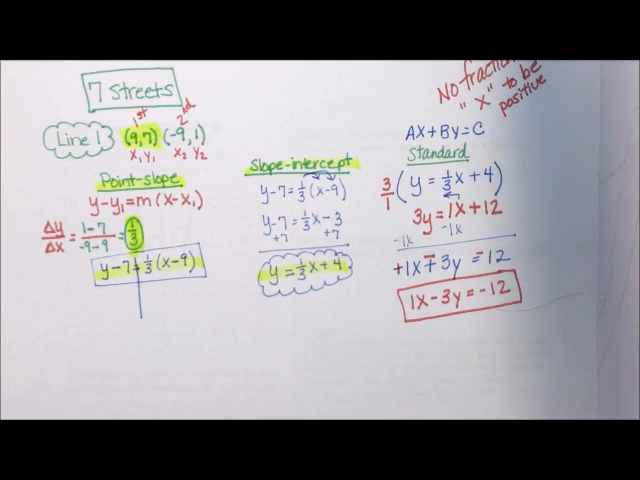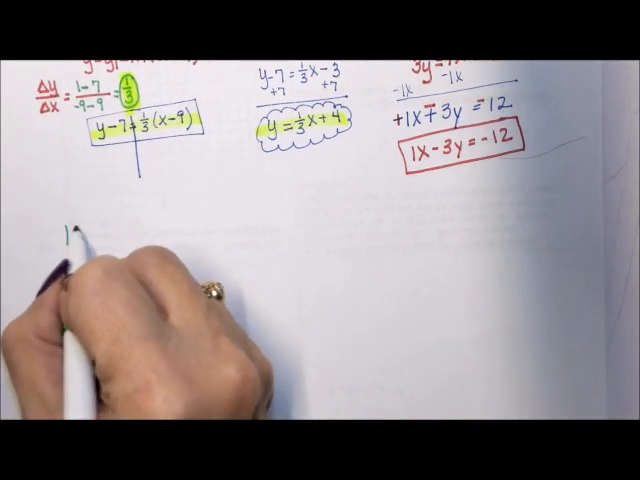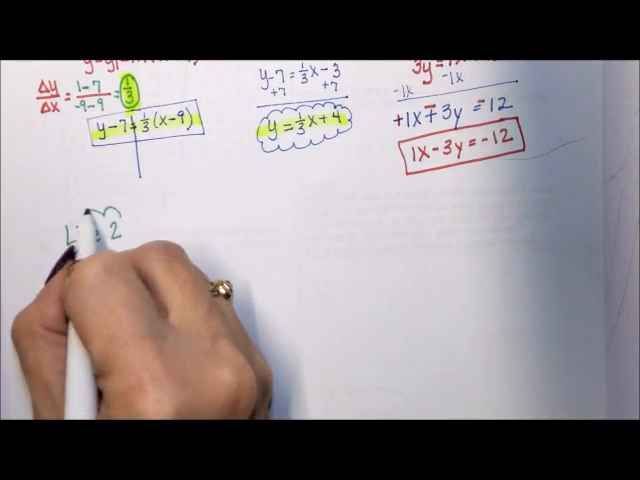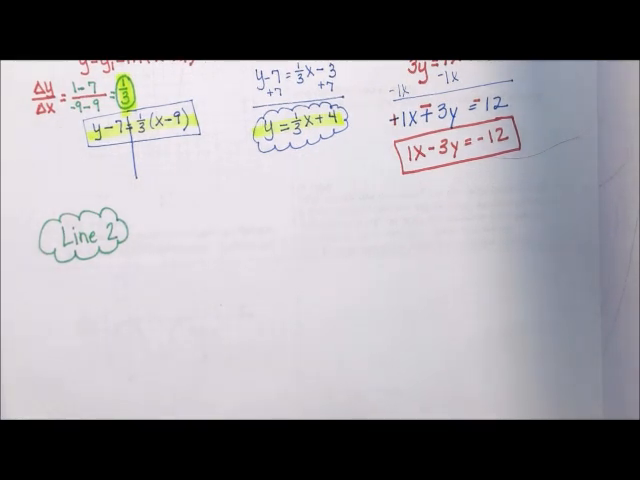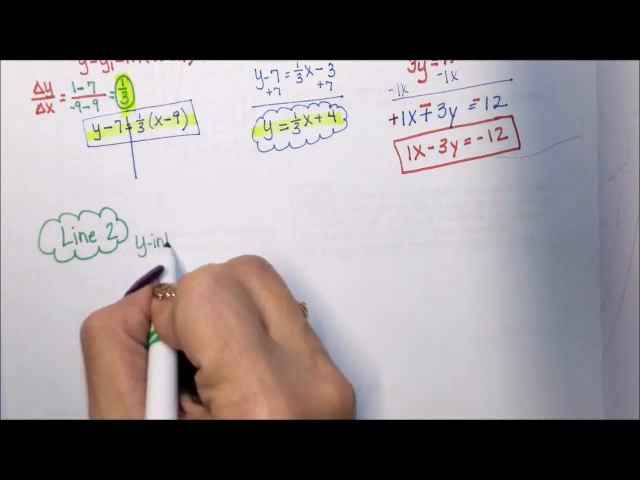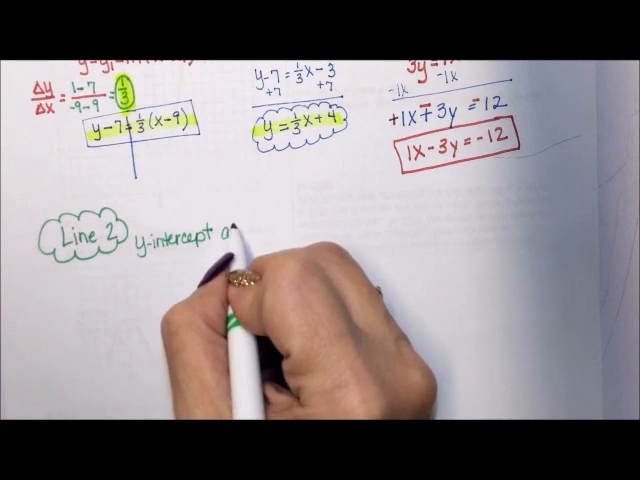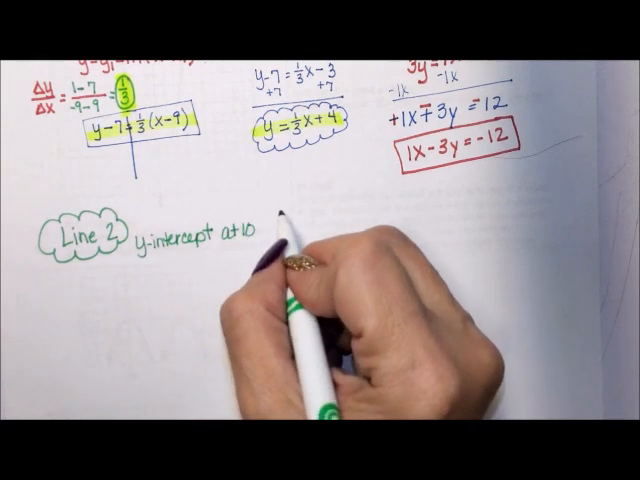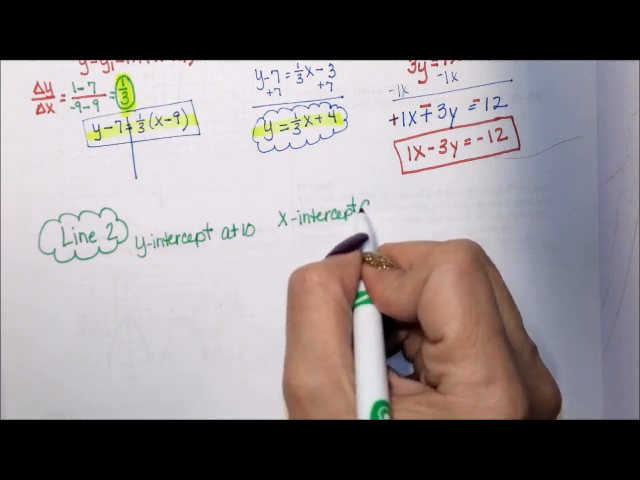Now, I am going to go ahead and do the second street with you, just to be sure we've got it. So, line 2. Well, let me go over here to my other page and get my streets. This one is going to be, find the line that has a y-intercept. This is going to be an easier line. Y-intercept at 10 and an x-intercept at 5.